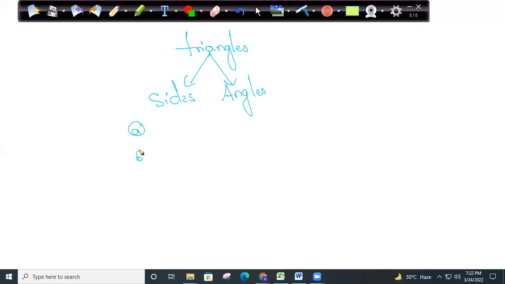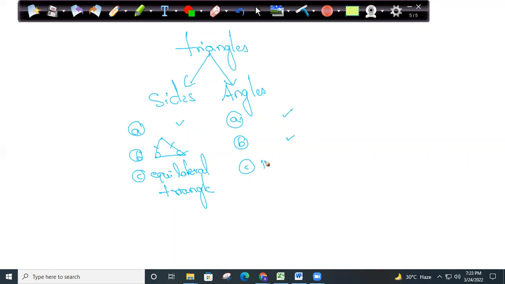So how can we classify triangles based on their sides? Scalene triangle, isosceles triangle, equilateral triangle. Equilateral triangle is important for us. And isosceles means two sides are equal and the opposite angles are also equal. That's it. Based on angles, we have acute angle triangle, obtuse angle triangle, right angle triangle.